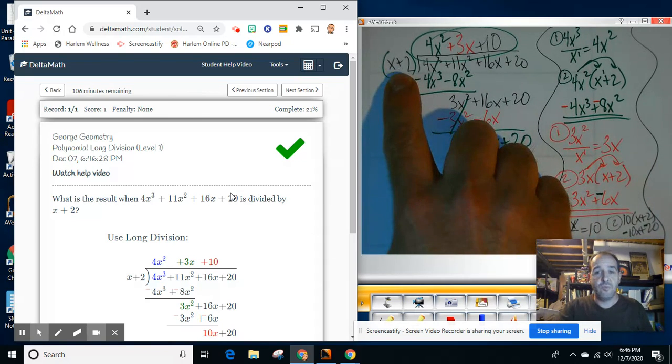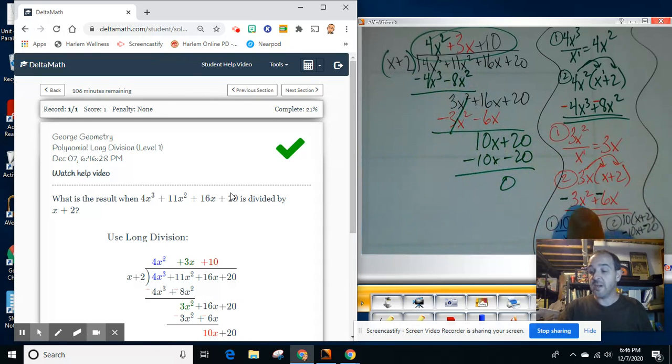X plus 2, what would you put in a little box? Negative 2. Do the synthetic. Put your variables back at the end. You're going to get the exact same answer. I didn't tell you that, though. I didn't tell you that.